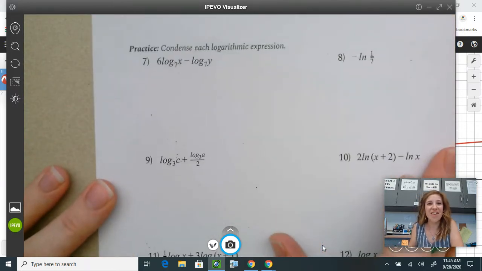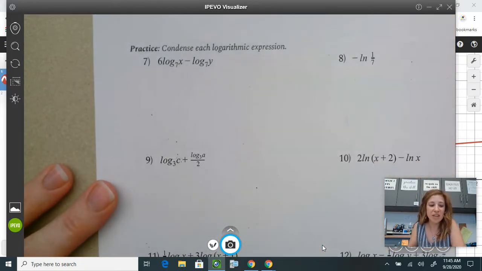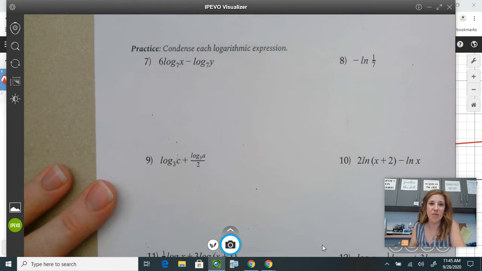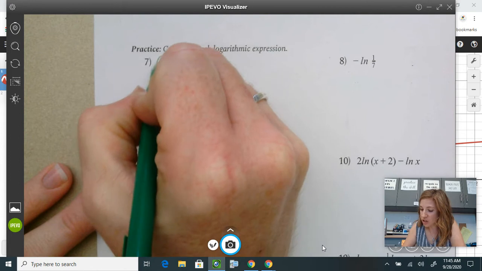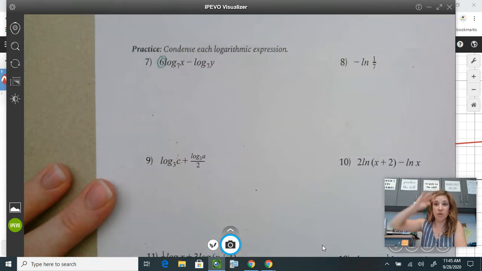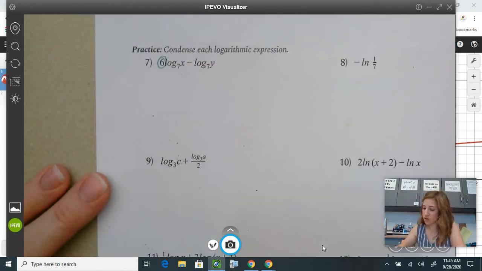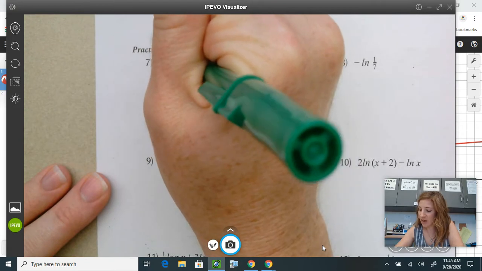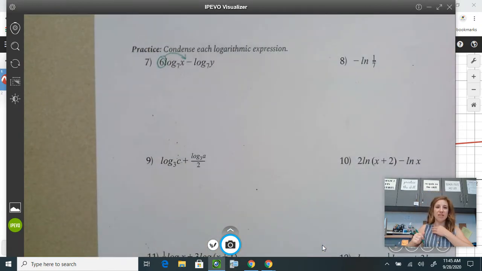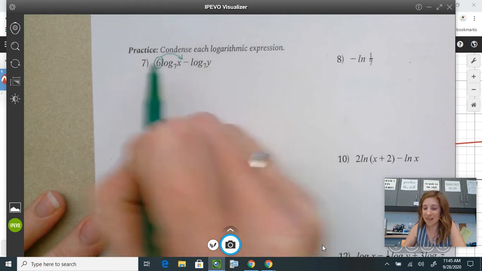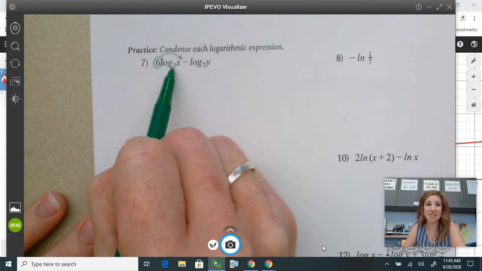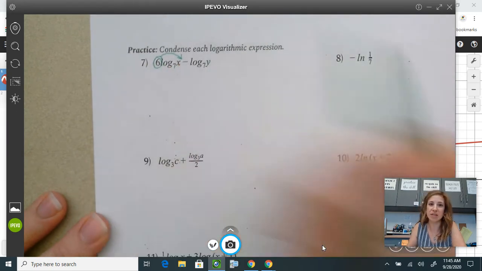So here we go. I'm going to start with number 7. So first thing I'm going to ask myself is, do I have any coefficients? I do. I have a coefficient of 6. So I'm going to take that coefficient and move it backwards to be an exponent. Now that exponent only applies to the log that the 6 is a coefficient of. I'm not moving it to the y, because the 6 is a coefficient of log base 7 of x, not log base 7 of y.